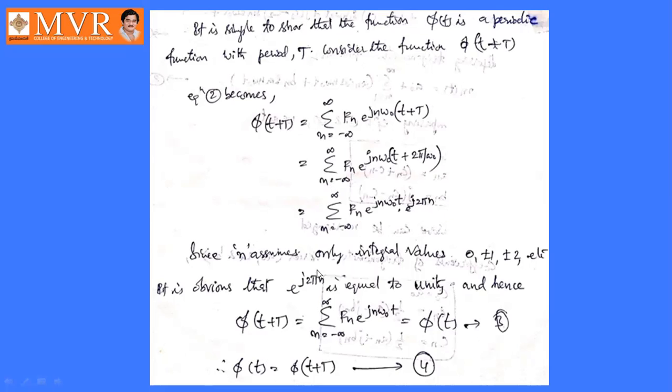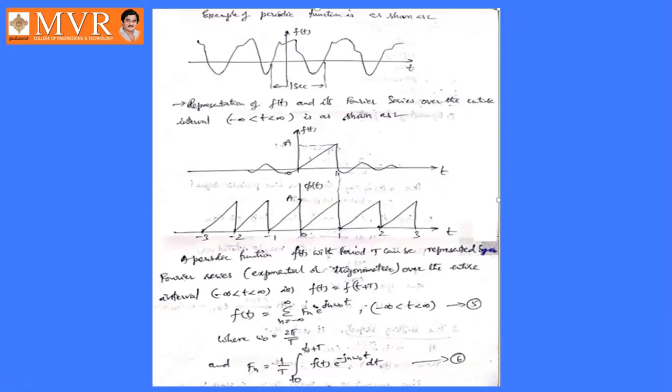Since n assumes only integral values, that is 0, plus or minus 1, plus or minus 2, etc., it is obvious that e power j 2 pi n is equal to unity, or 1, and hence this equation becomes sigma n equal minus infinity to infinity Fn into e power j n omega naught t into 1. So that is Fn into e power j n omega naught t. That is nothing but phi of t. So phi of t equal to phi of t plus t. Equation number 4. So it is periodic. It is also periodic beyond this interval. Beyond this interval also, phi of t equal to phi of t plus t.